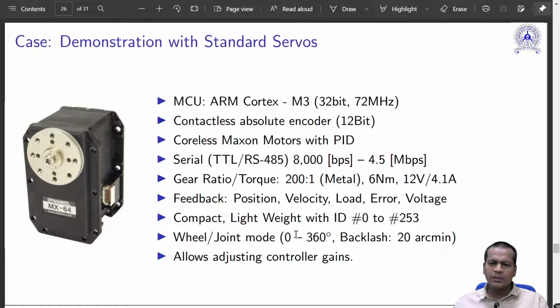Wheel mode means it can continuously run. Joint mode means you can just command for some angle. It allows adjusting controller gains, which is again a very good thing about this type of motor. If you are not happy with the PID gains which are set by default, you can adjust those gains.